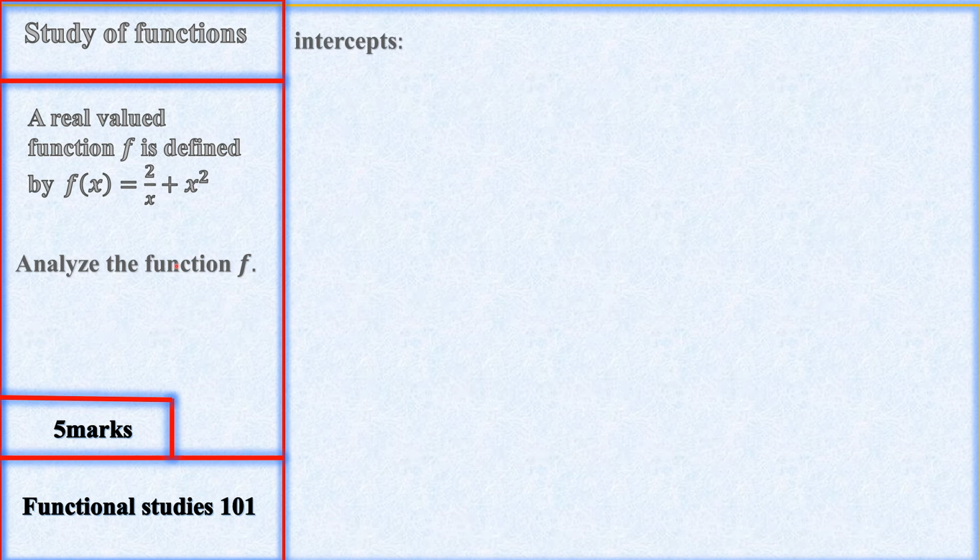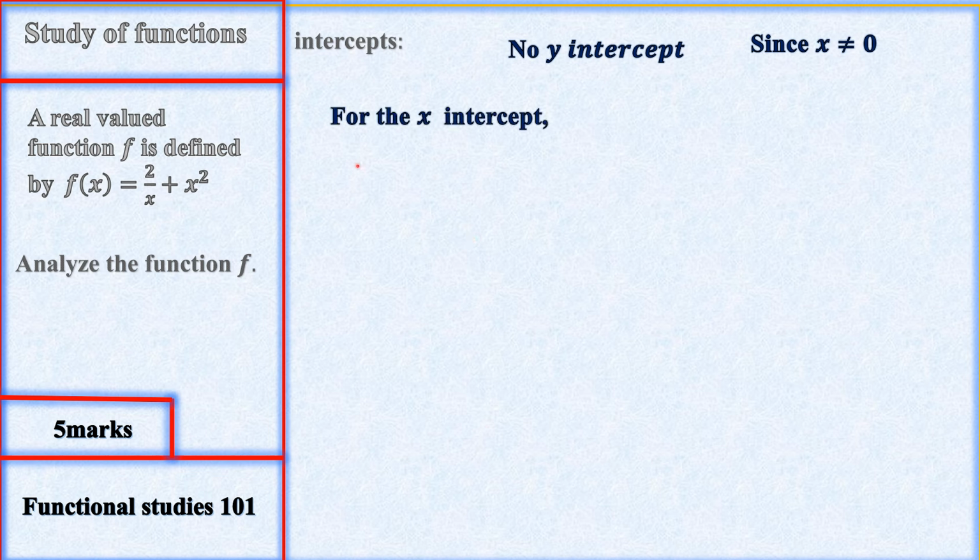We know the function is not defined at x equals 0, so there is no y-intercept, that is, x is different to 0. At the y-intercept, x must be equal to 0. Since x is different to 0, according to the domain of definition of f, it means that there is no y-intercept. So for the x-intercept, the function takes a value of 0.